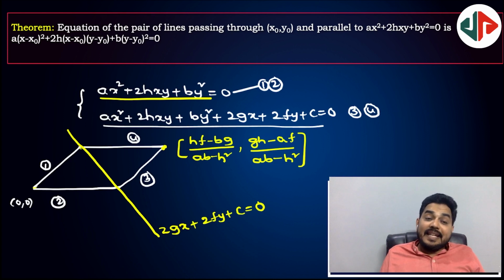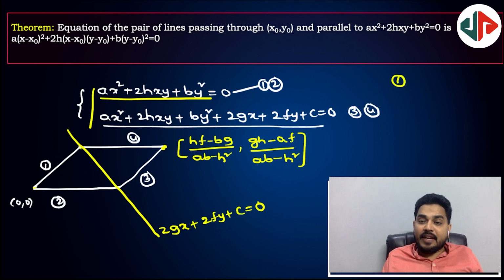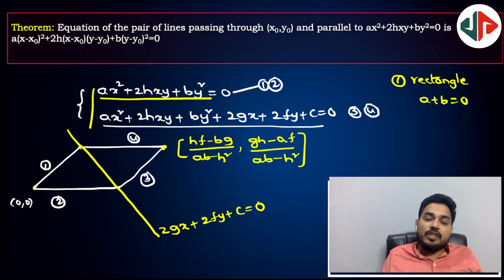Now, this is always a parallelogram. When can it be a square or rectangle? When will it be a rectangle? It will be a rectangle if a plus b is equal to 0. Why? If a plus b is equal to 0, this angle is 90, this angle is 90. So rectangle means it can be a square also.